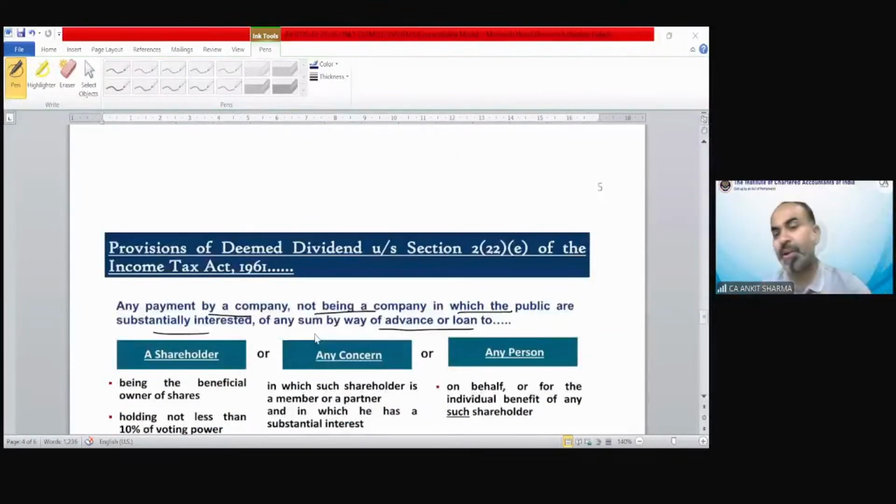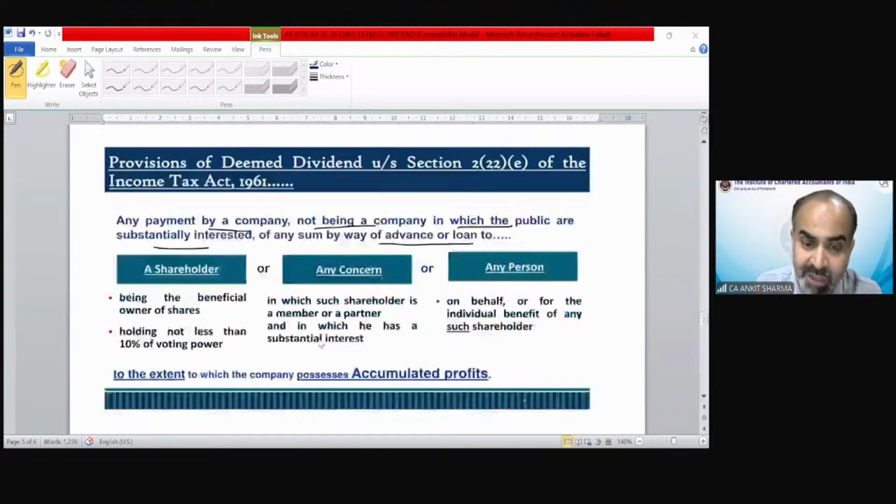Now 222E is, in my opinion, most important, because A, B, C and D, you can see, are almost the same kind of thing, where you have to distribute something. And in that case, there would be FMV or something which is going to be treated as deemed dividend as per the provisions. 222 is talking about something else. Now what does 222E say?